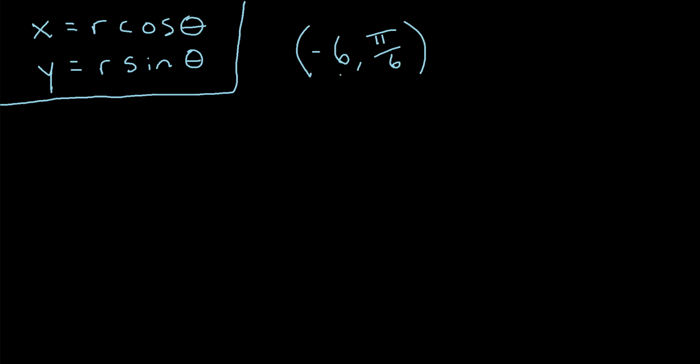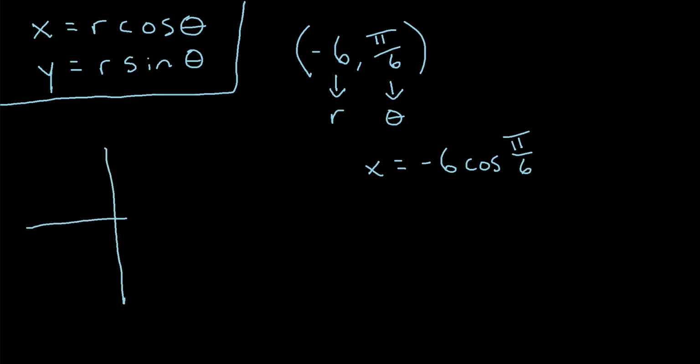Let's say we're given the polar coordinates -6, pi over 6. So -6 is our r, pi over 6 is our theta. How can we convert these to rectangular coordinates? Well, once again, we'll use these two equations. So we'll say x is equal to r, which is -6, times the cosine of pi over 6.